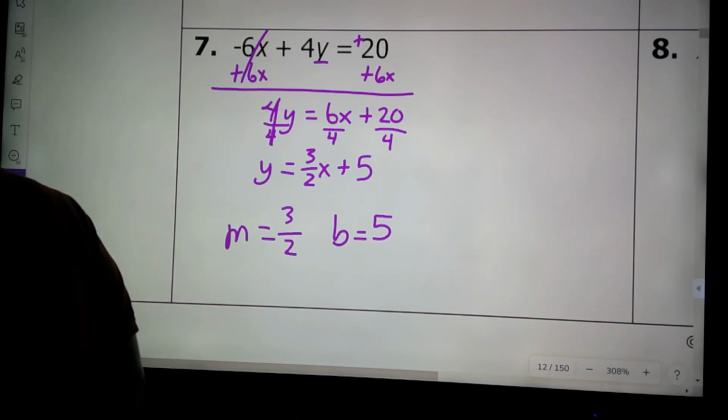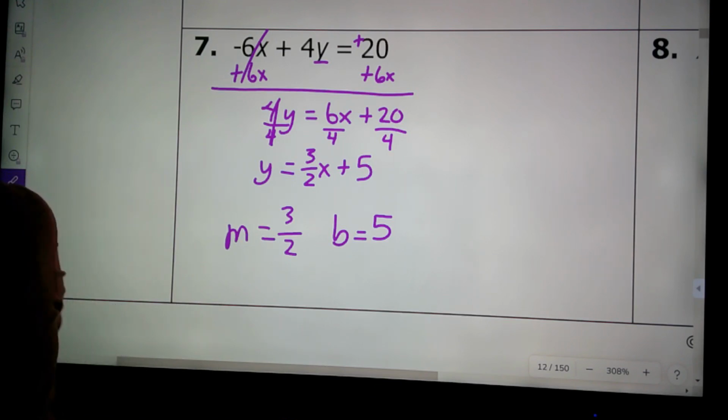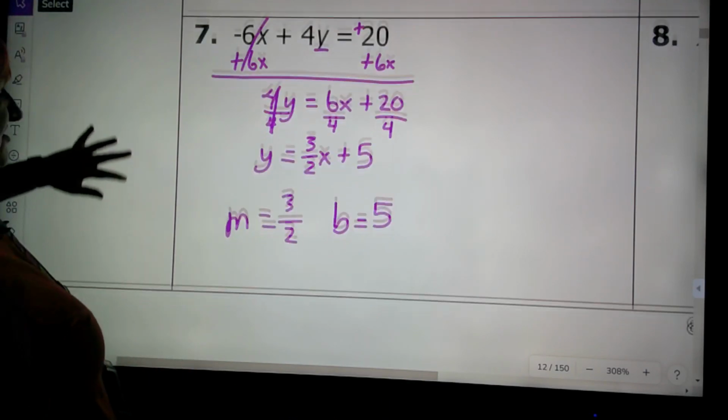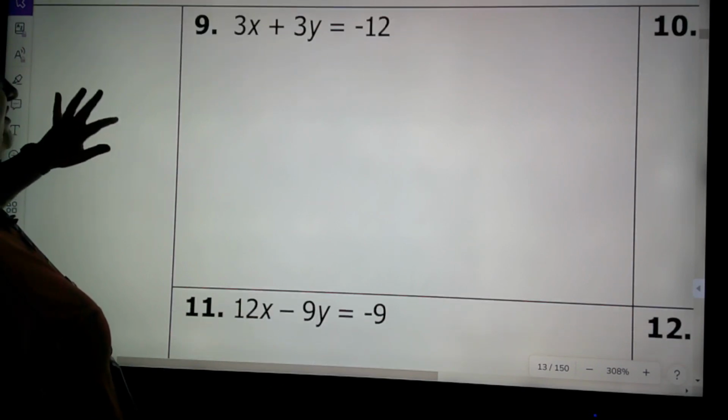Alright, and then flip to the second page. I will continue with the odds. You get the evens.